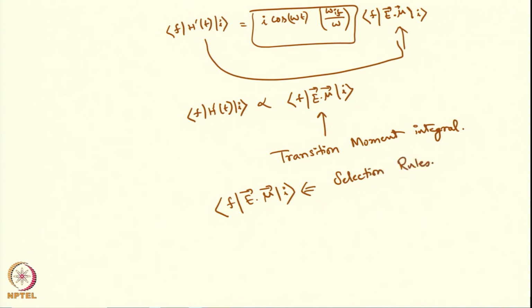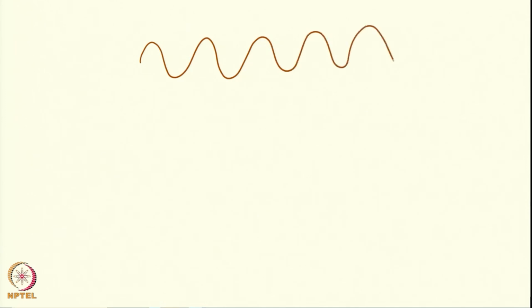Now let me give a simple example. Let us suppose there is an electromagnetic radiation which is going like that. This is the direction of propagation R, and your electric field vector E is along this. Of course, when it goes down, it becomes minus E. So the electric field vector is going up and down in this direction, and it changes sign.